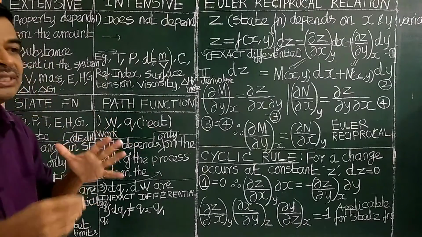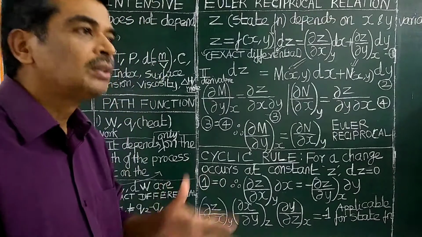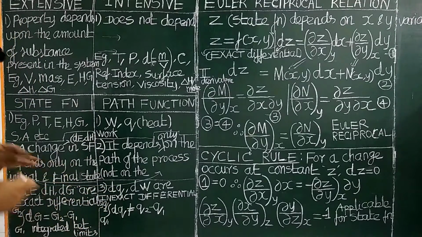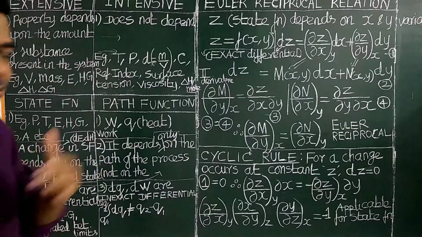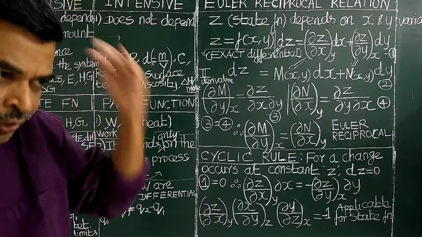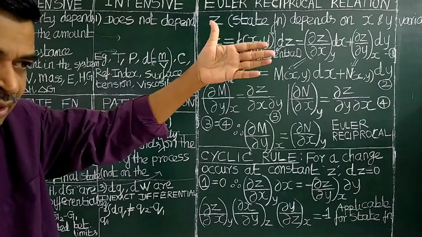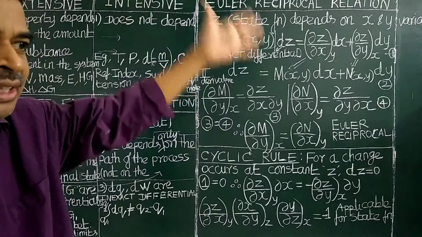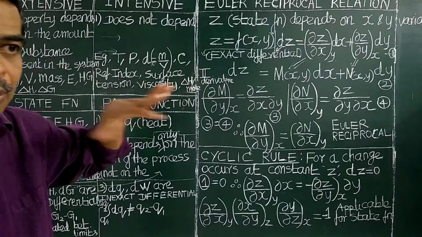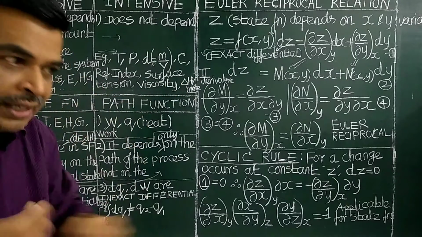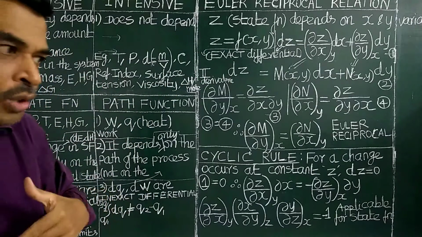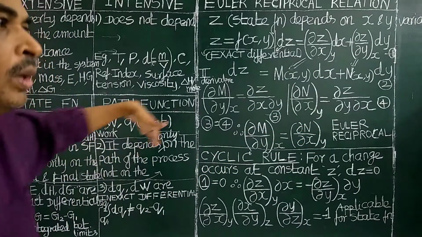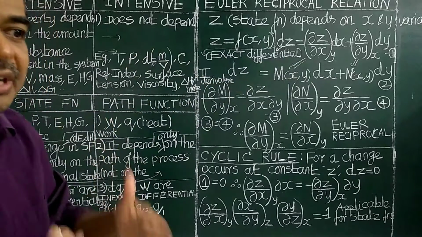Whereas a path function depends only on the path of the thermodynamic process, not on the initial and final states. For example, you are going from your home to college. Then the initial state is home and the final state is your college. Now if you are cycling, you are doing work, you can go straight, then W1. Now, if you take the long route, then it will be W2.